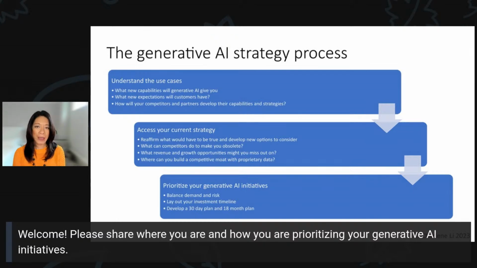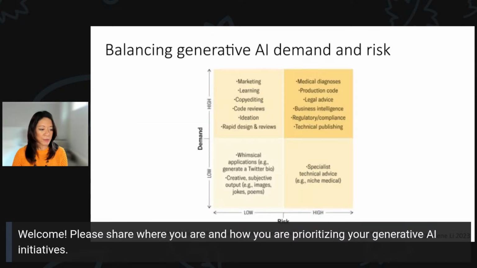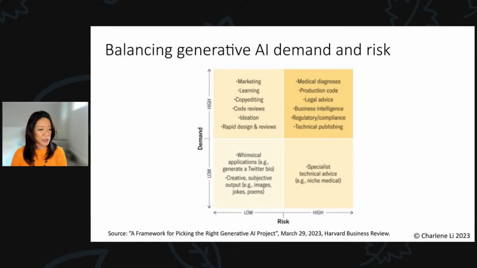I really like how Anthony put it into a 2x2 of looking at which things would generate revenues, that customers want it, and they would be willing to pay for it. Another way to think about it is the way that some people wrote in a recent article in Harvard Business Review, published online on March 29th of this year. It's a great article called A Framework for Picking the Right Generative AI Project.